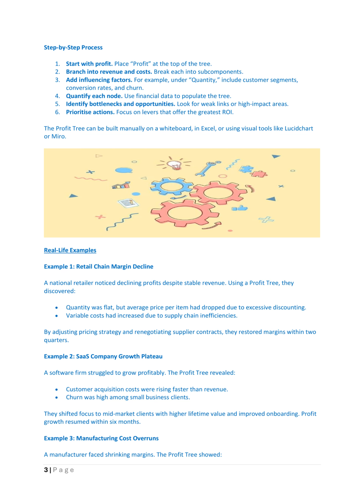For example, a national retailer used this approach to reveal that although quantity sold was stable, average prices dropped due to excessive discounting and variable costs increased from supply chain issues. By adjusting pricing and supplier contracts, they restored profit margins in 2 quarters. Similarly, a SaaS company facing a growth plateau found rising customer acquisition costs and high churn among small business clients. Shifting focus to mid-market clients and enhancing onboarding led to resumed profit growth in 6 months. These examples highlight how mapping profit drivers systematically can guide effective, data-driven decisions.